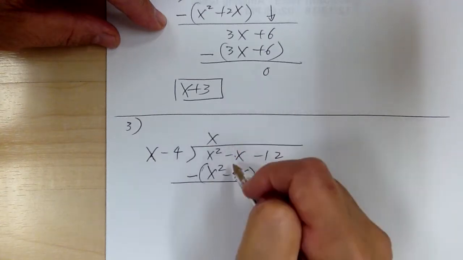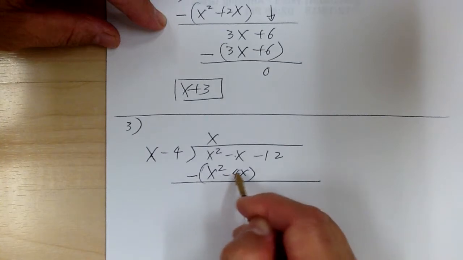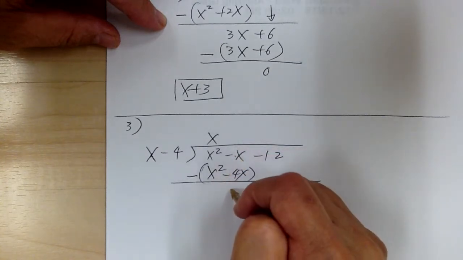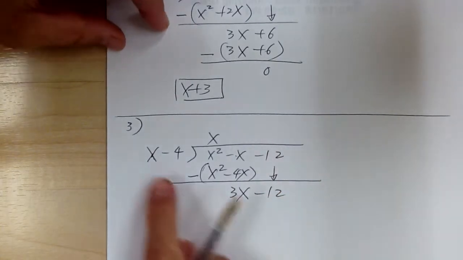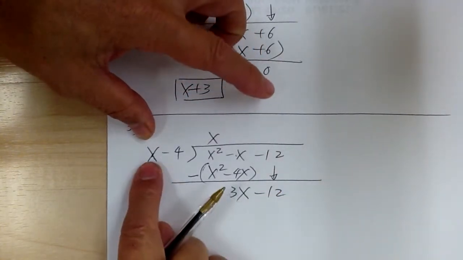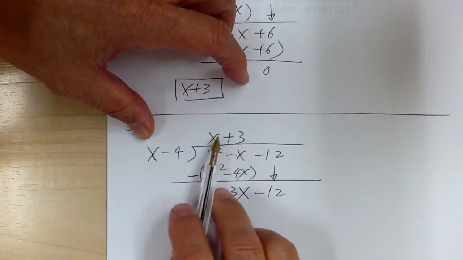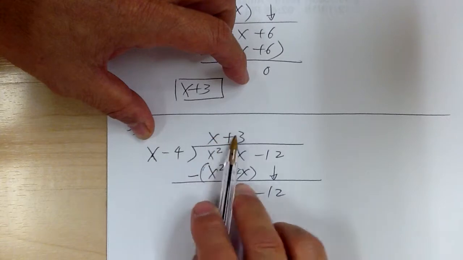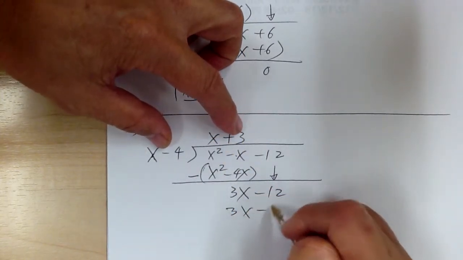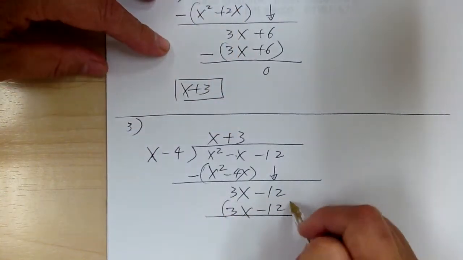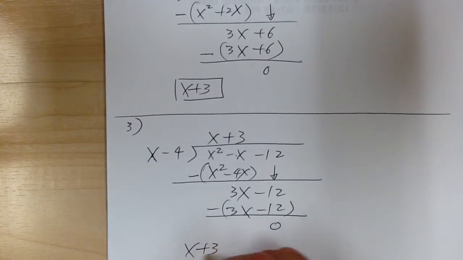I can just look at the coefficient. So negative 1 minus negative 4. So minus negative 4 becomes plus 4. So negative 1 plus 4 will give you positive 3. Then you drop the next term. And so you can look over here. So here, in order to get that, you need to times it by 3. And remember, this always go down in order, always. Okay, so when you multiply, you get 3x minus 12. Put in parentheses, subtract, you get 0. So come out exactly. So answer would be x plus 3.